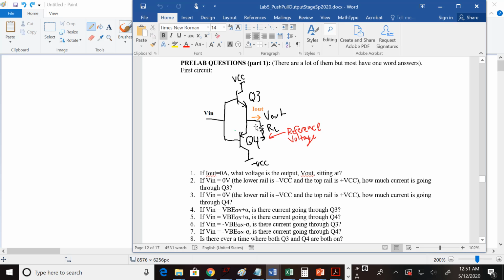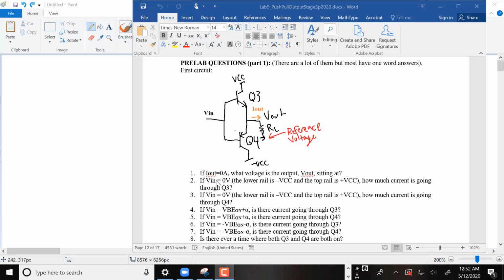Okay, so first question: if there's no current going through RL, then there's no voltage drop across RL, and V out is just the reference voltage. For all my examples here, I'll use plus 5, minus 5. So we're looking at ground at the reference node, halfway between plus 5 and minus 5. The reason this first question is there is that if nothing's changing, the voltage at this node sits at 0. So your first assumption on the rest of the questions in the section is to assume that this node is at 0.